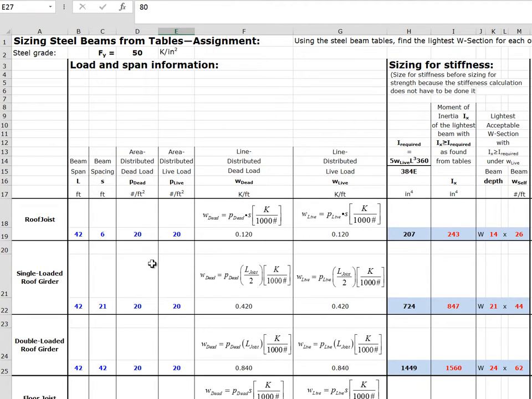Okay, but right now we're going to mainly focus on the roof, where we have a dead load of 20 pounds a square foot and a live load of 20 pounds a square foot. So now we're going to calculate some line distributed loads, W dead and W live. And here you'll notice I've incorporated this formula into the spreadsheet that says W dead is equal to the area distributed dead load, P sub dead, times the spacing between those joists. And then I've also incorporated a conversion factor to convert from pounds to kips.